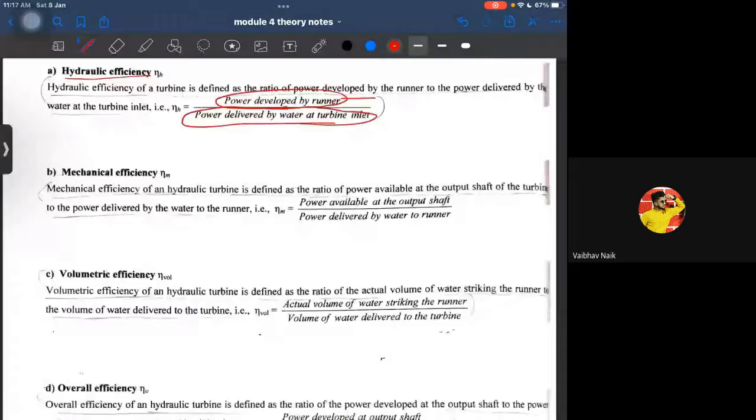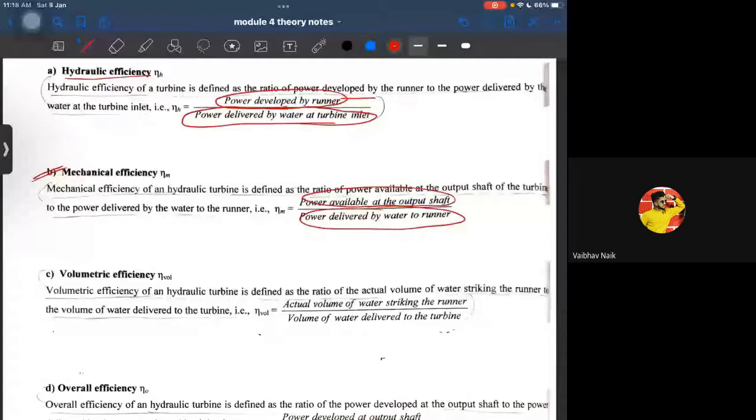Okay, next is mechanical efficiency. It's output by input: power available at the output shaft to the power delivered by the water to the runner. So it does not consider the hydraulic part of the hydraulic turbine. It just considers the turbine part. What is the power made available by the water at the turbine? What is the actual power you are getting at the turbine output? This particular thing is known as mechanical efficiency.